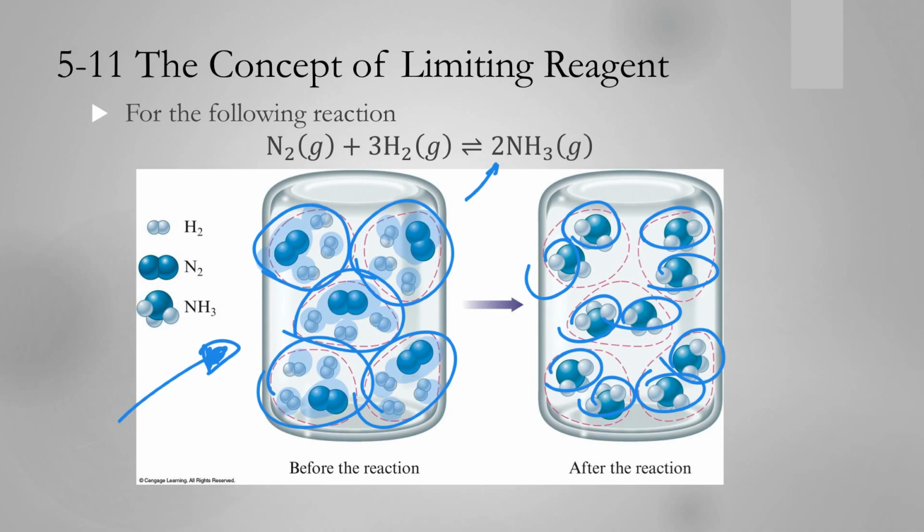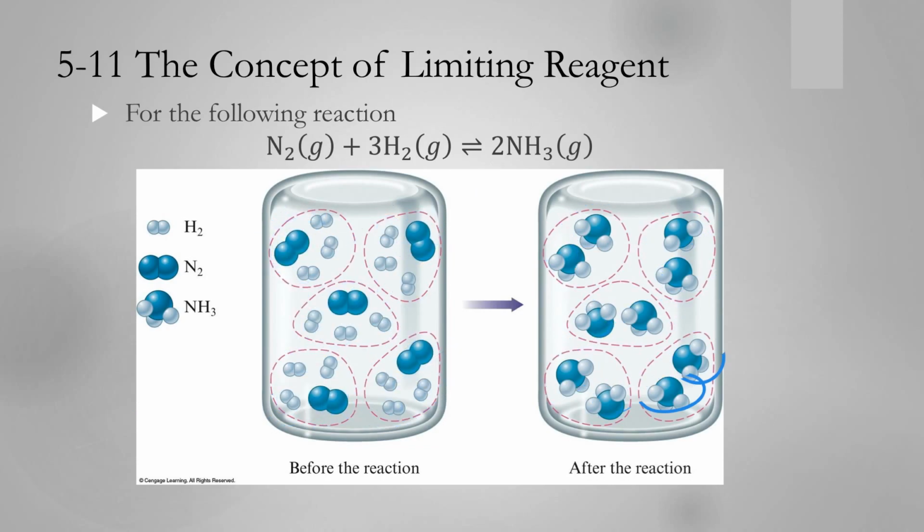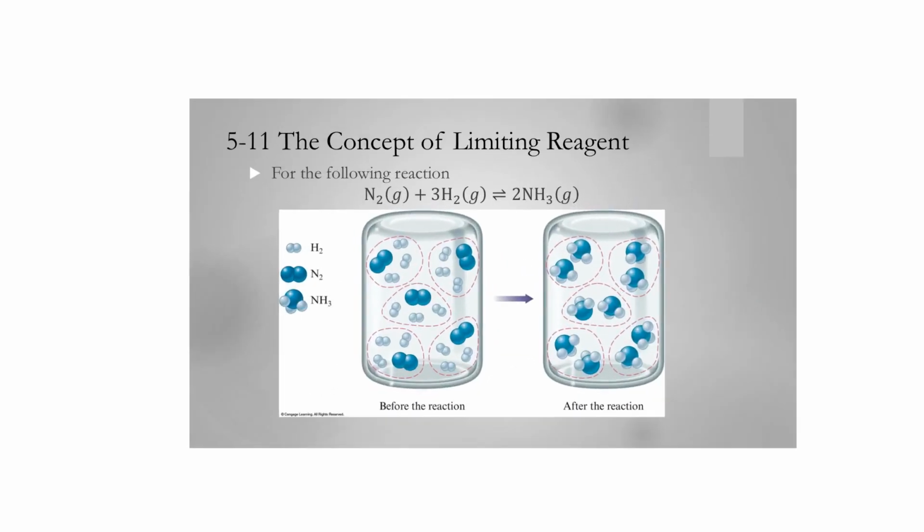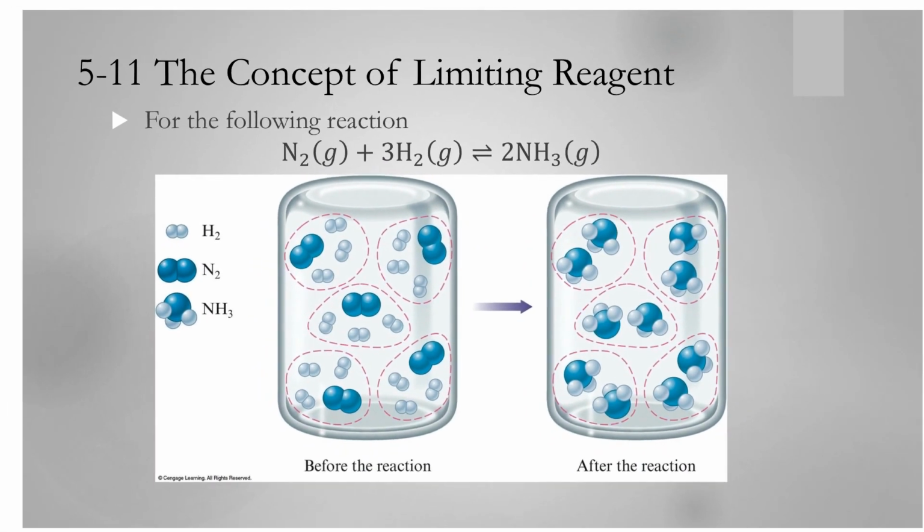But in real life, these atoms and molecules are so small that when you measure something out, it's nearly impossible to get exactly the right ratio. For example, let's say this reaction asked for, well, whatever, let's say 1 gram of nitrogen.